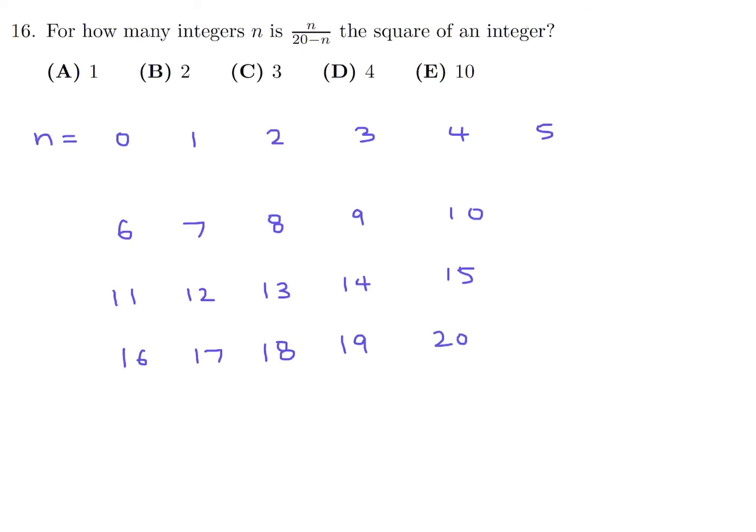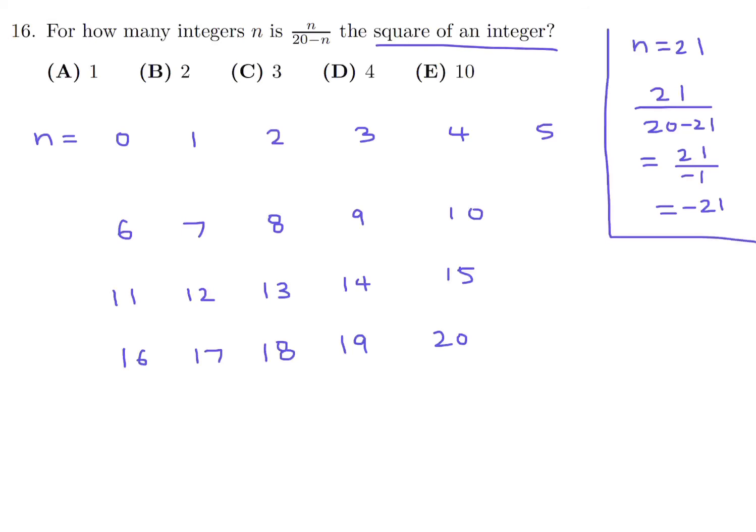So let's say n was greater than 20, let's say it was 21. So that would become 21 over 20 minus 21. So this is 21 over negative 1, which is negative 21. Negative 21 can never be a square of an integer because a square of an integer is always a positive number. So we can never get over n equals 20. All right, so whichever order, let's start with 0.